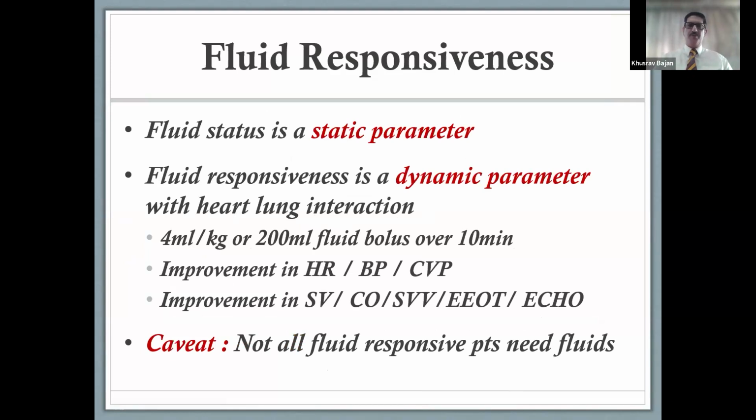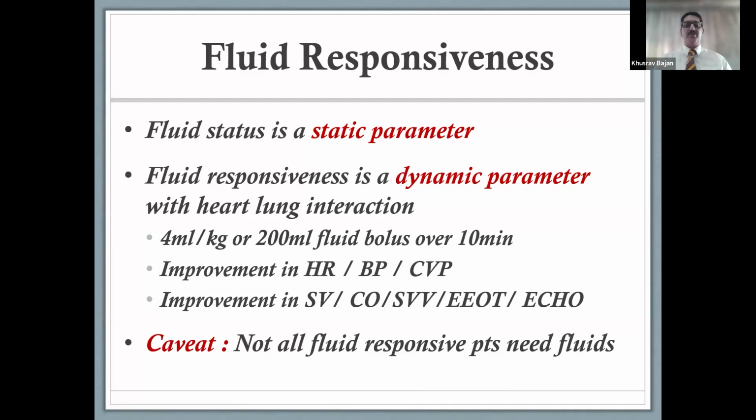So just a word on fluid responsiveness. Fluid responsiveness is different from fluid status. Fluid status is nothing but a static parameter. For example, CVP is 9. That's all we know. Or CVP is 6. So we probably want to fill this patient up.